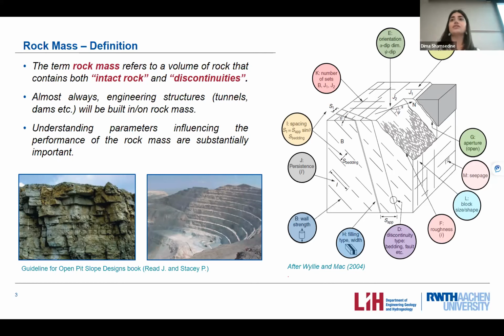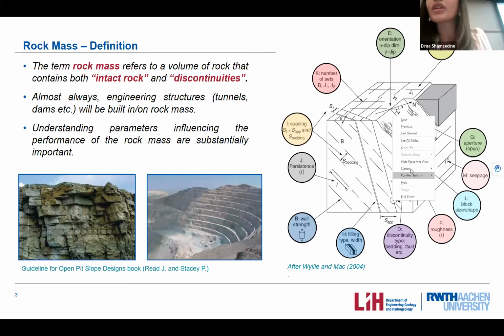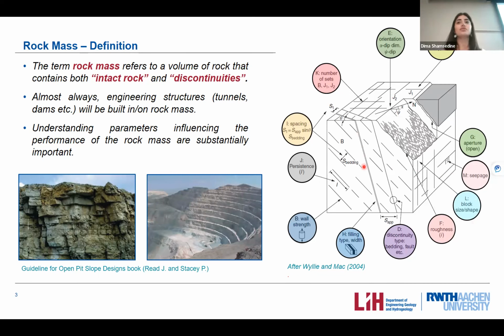So in real life, and as we can see on the figure to the right-hand side, a rock mass may have persistent joints, as shown here, and in most cases we have non-persistent joints, which are the non-persistent fractures shown here. The non-persistent joints have different characteristics. They have different orientation, different length, persistence, and spatial distribution.